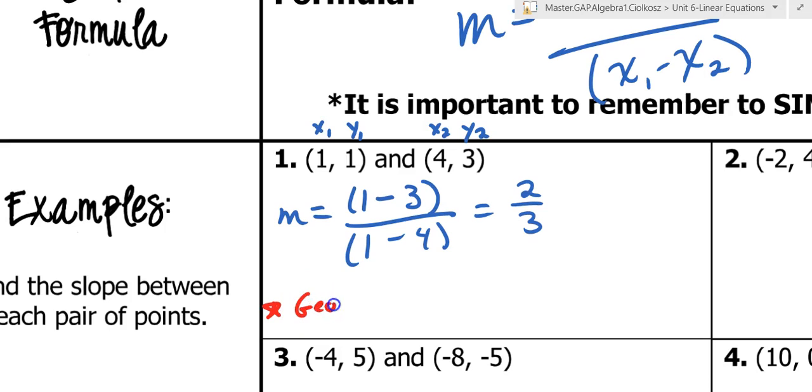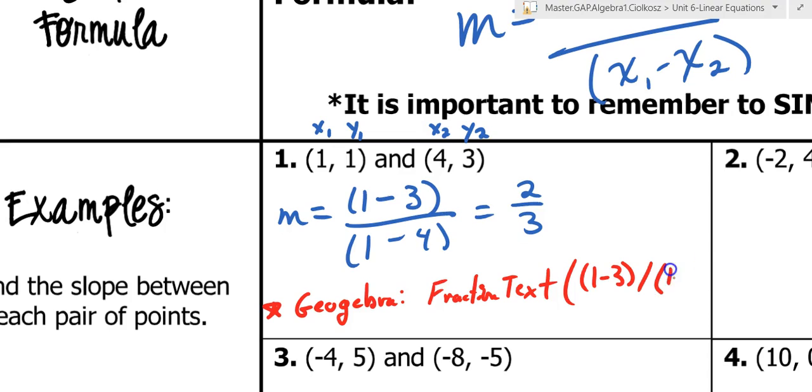And again, totally a note card item. We're going to use that fraction text command. And then in here, I'm going to type it just how it looks: 1 minus 3 in parentheses, divided by 1 minus 4 in parentheses. Doing that, it'll actually go ahead and simplify for you.